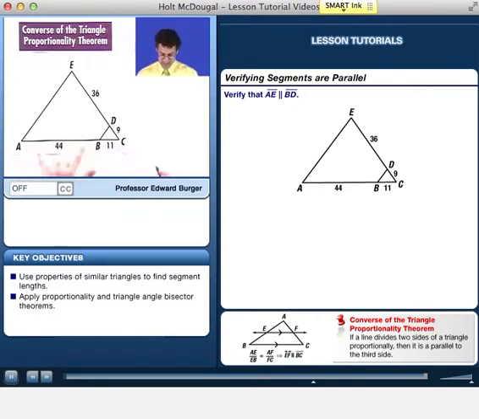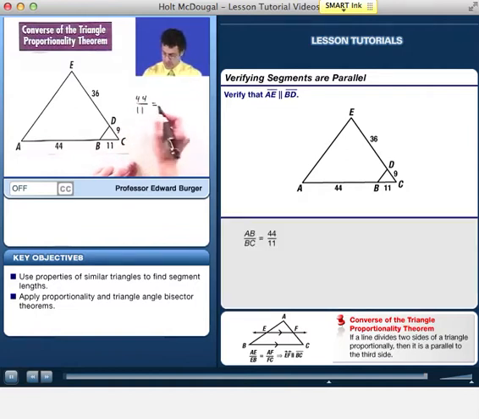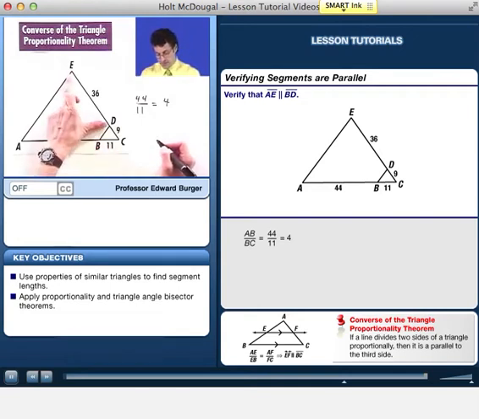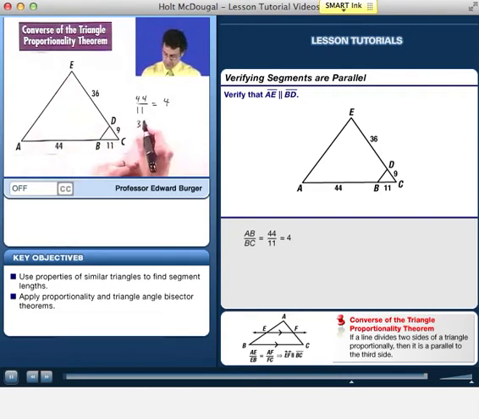This is to that, so that's 44 is to 11. Well, that works out to be 4. And how does that compare to this is to that? 36 to 9. Well, that also equals 4. So I see they're equal. So in fact, this is a proportion.